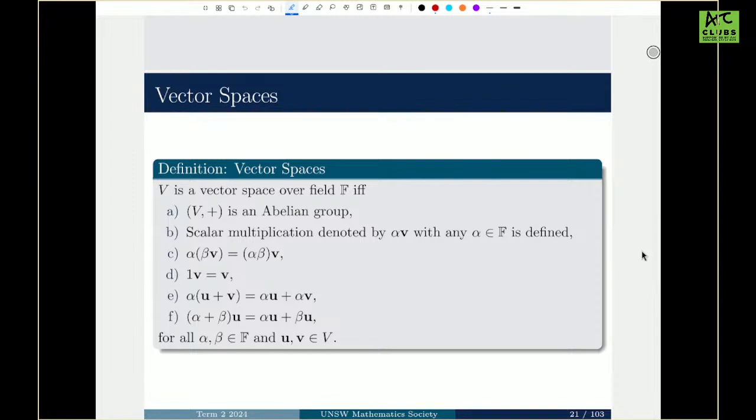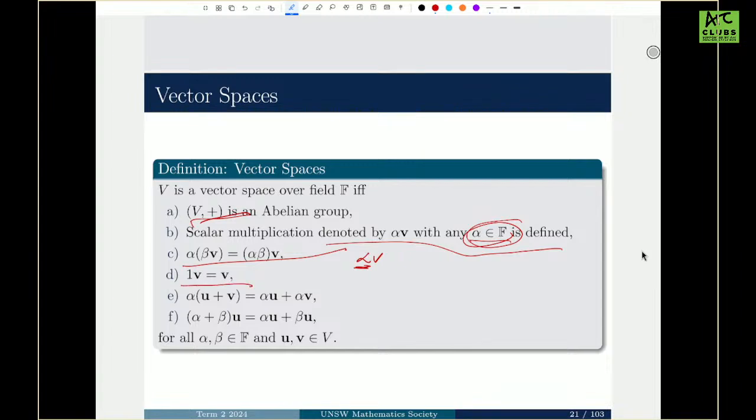V is a vector space over a field F if we have the following things. V under addition is an abelian group, and we can scale by elements of the field, so you can multiply a field element with an element of the vector space, and it has to satisfy these things. Then we can talk about alpha v for different alphas. Because F is a field, it will contain 1 and 0 and other stuff.